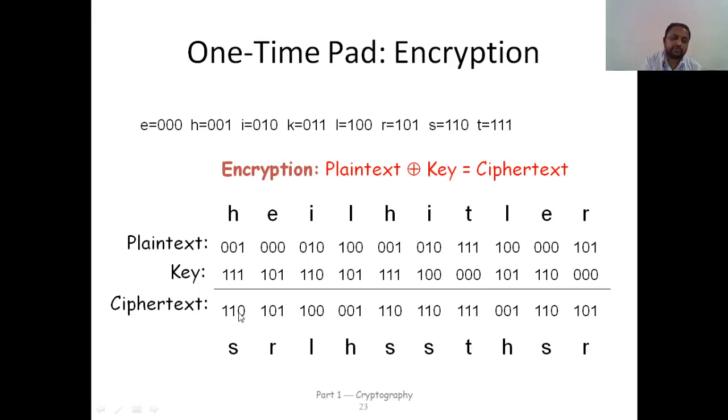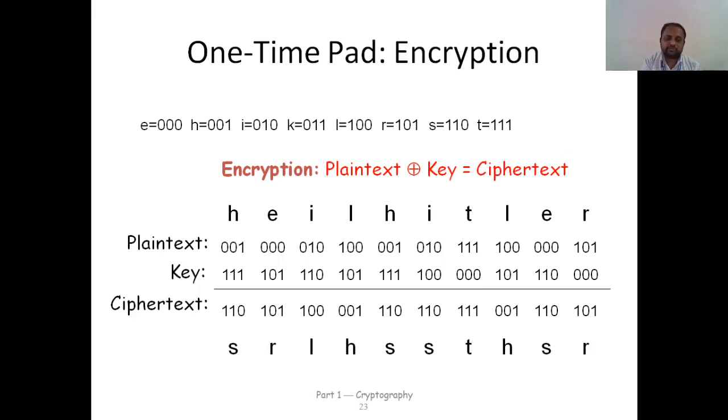Based on the binary numbers, we convert them again into the respective letters. Here we have to find out which letter is assigned to 110. That is S, so S will be written here. 101 is assigned to which letter? That is R. Similarly, 100 is L, and so on. For each binary number we translate it into letters. That gives S, R, L, H, S, S, T, H, S, R. This is the cipher text.